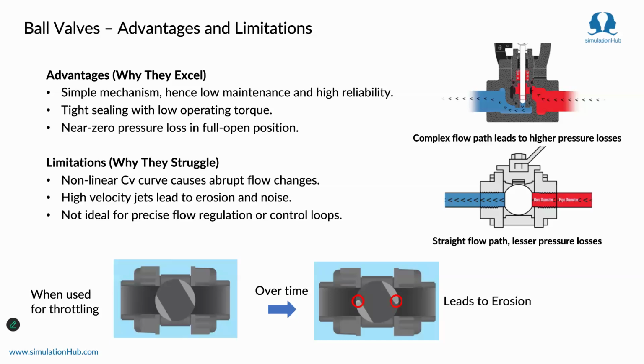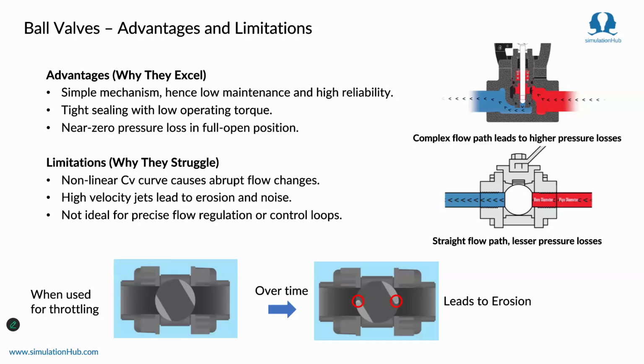The limitation of ball valves is that you can't control flow with them. If you try to throttle using a ball valve, it might work for a few hours, but prolonged exposure to the process fluid at high velocities will lead to erosion. This will damage the valve, and it can also lead to some safety issues in the entire system. It's not ideal for precise control.